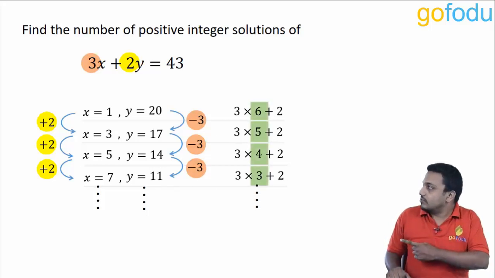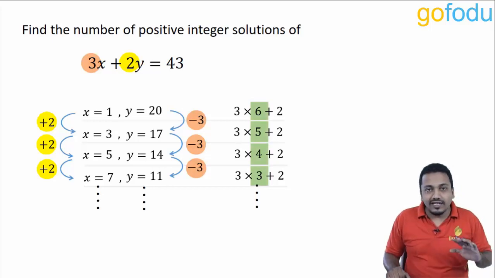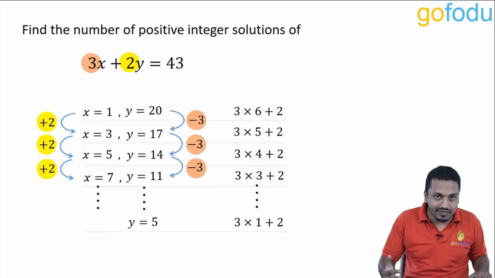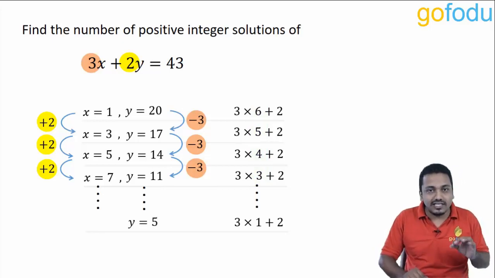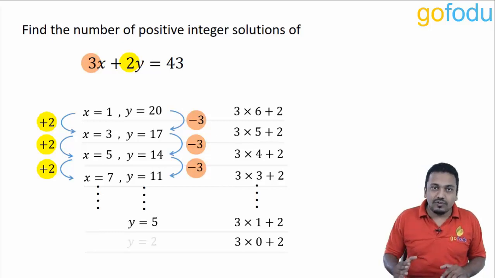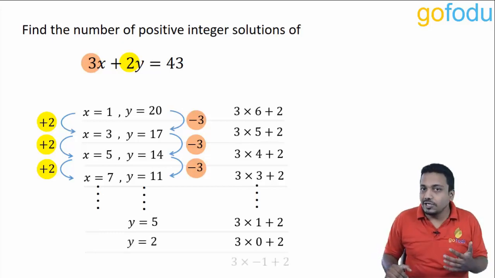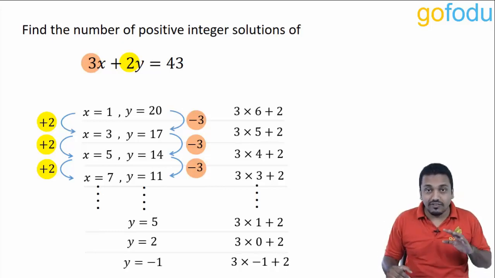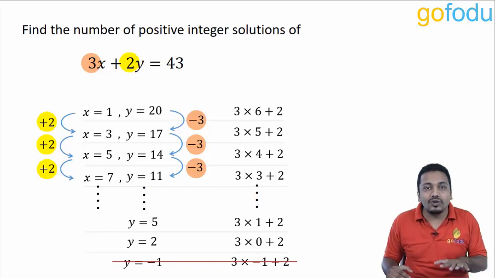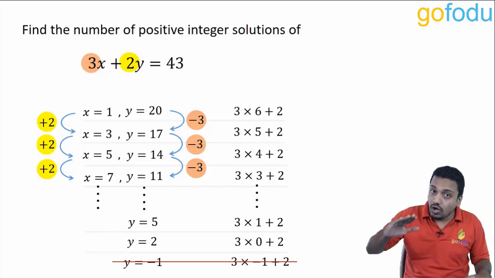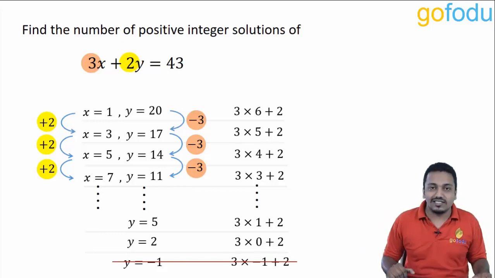If we look at these values, the middle ones, we can get other values as well. 3 into 1 plus 2, which means y is equal to 5. We are not writing x values because x is increasing and will always be a positive integer. No conditions attached there. 3 into 0 plus 2, which means y is equal to 2. 3 into minus 1 plus 2, which means y is equal to minus 1, which, by the way, we will not be taking as we are only looking for positive integer solutions. And y equal to minus 1 and all other lower values will not make it to the list.